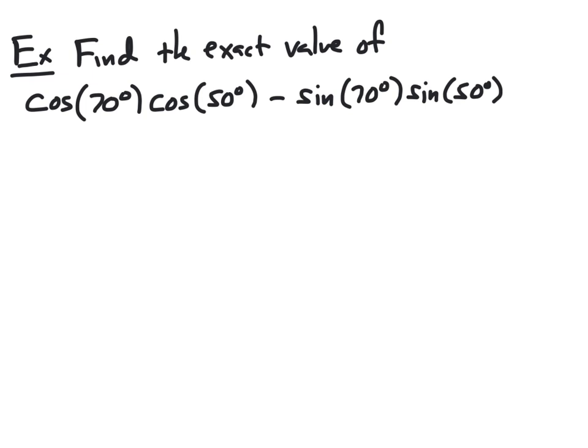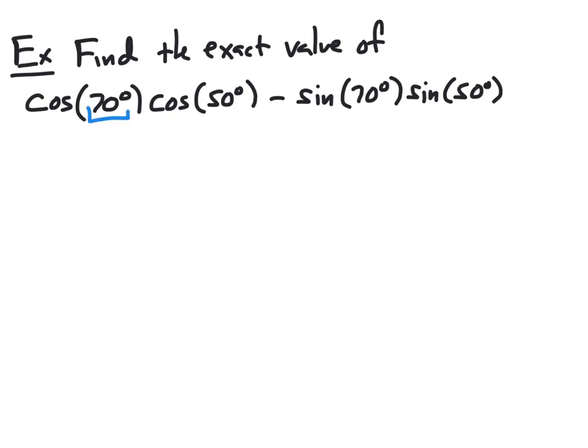This example is a little bit different than the previous ones. Here we want to find the exact value of the expression cosine 70 degrees multiplied by cosine of 50 degrees minus the sine of 70 degrees times the sine of 50 degrees. Clearly, we don't want to use the sum or difference formulas in the same way as in the previous examples, but rather we want to use it sort of in the reverse direction.